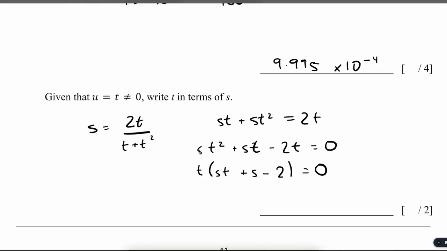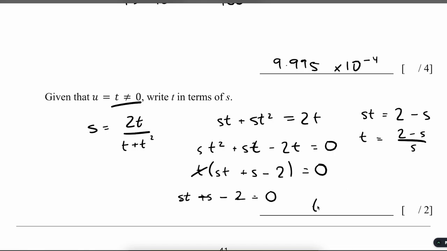We need to get t in terms of s, so we know t is not equal to 0, so we can divide that out. st plus s minus 2 equals 0. Now we only have one t, so that's perfect. We just make that the subject. So we get st equals 2 minus s. So t equals (2 minus s) over s. t equals (2 minus s) over s.